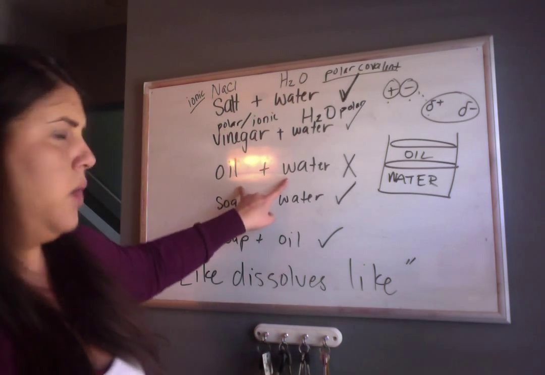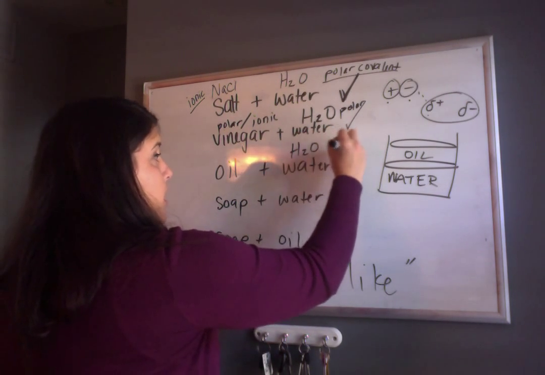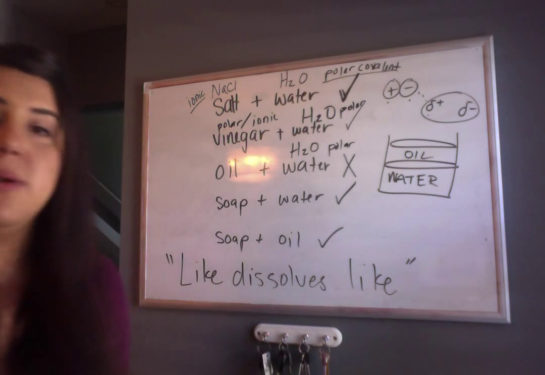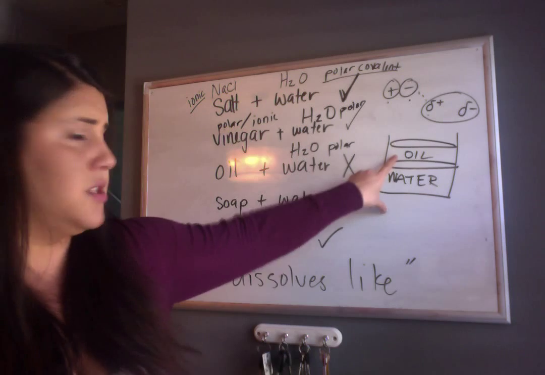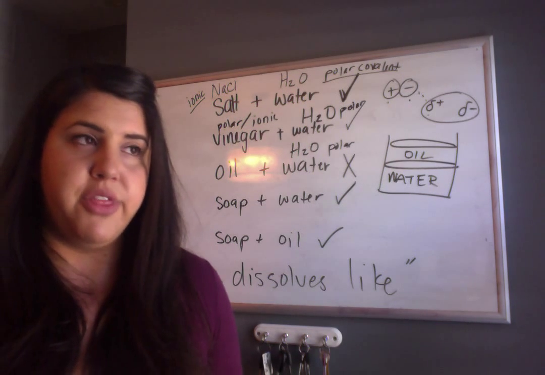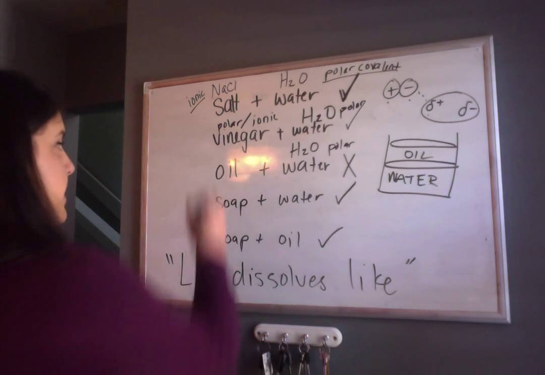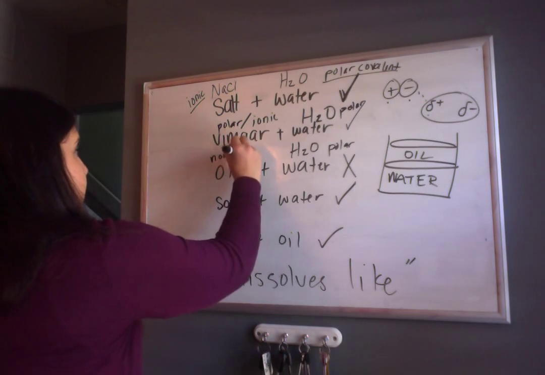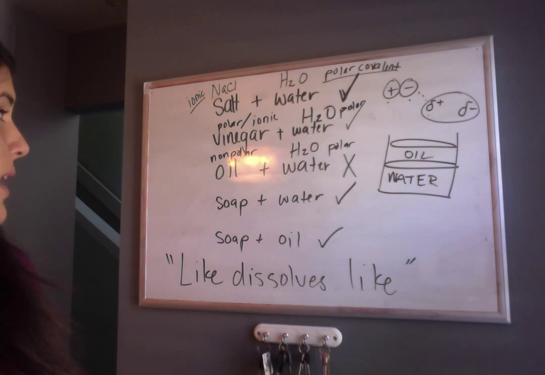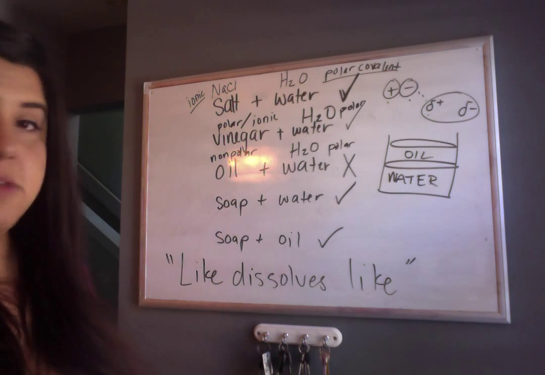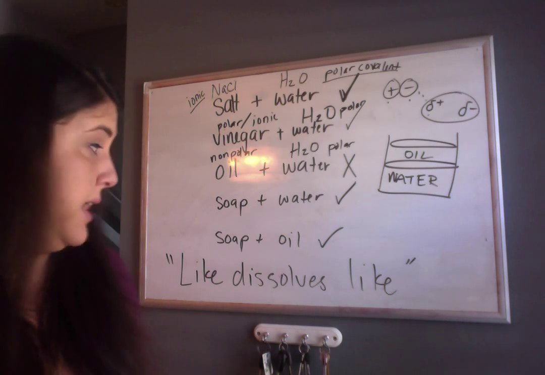So what about oil and water? We know that water, again, is H2O. We know that it's a polar molecule. We know that it would mix with polar or ionic molecules. It does not mix with oil. So if we think about it, oil cannot be ionic. It cannot be polar. Oil must be a non-polar molecule. So again, because oil is nonpolar and water is polar, we know that they will not mix because they are not alike.